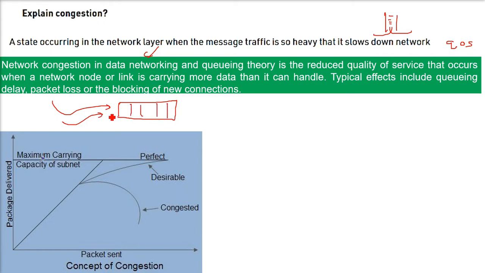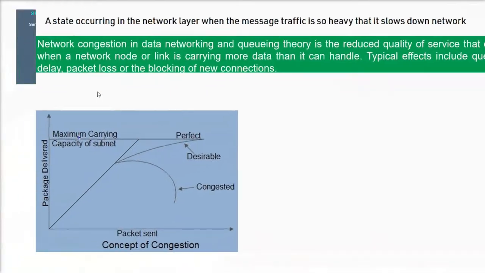Just assume there is a buffer and it can hold a certain amount of data, frames or packets, whatever terminology you use. If it is more than that, the packet will be dropped. So this is the concept of congestion. You have packets sent with respect to packets delivered. When packets sent and packets delivered are equivalent, that is perfect. But sometimes this is not the actual fact. The desirable situation is that the number of packets delivered should be near to packets sent. But when packets sent and packets delivered have a huge gap, that is, delivered are less and packets sent are higher, that means there is congestion, because packets sent is higher, congestion is more.